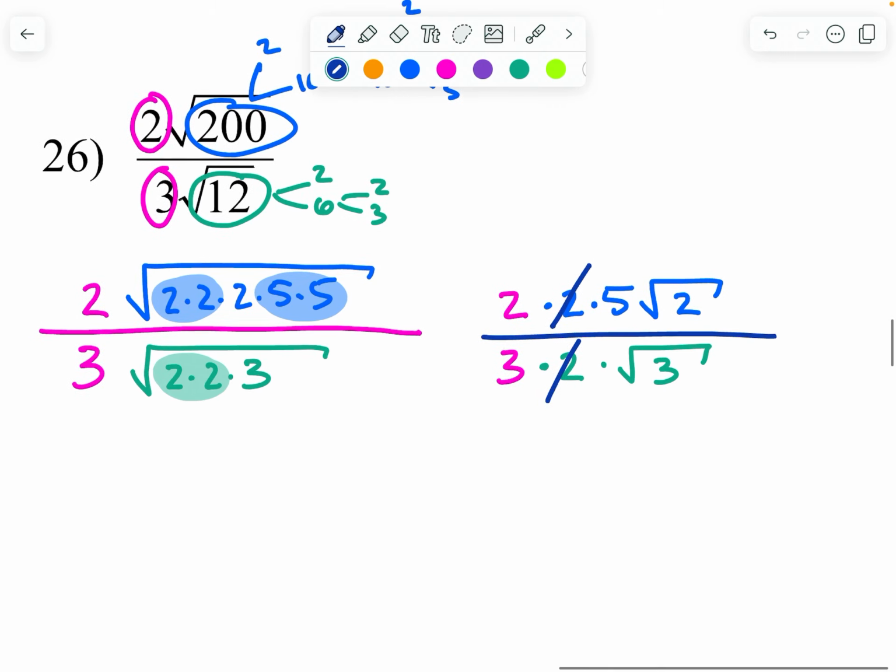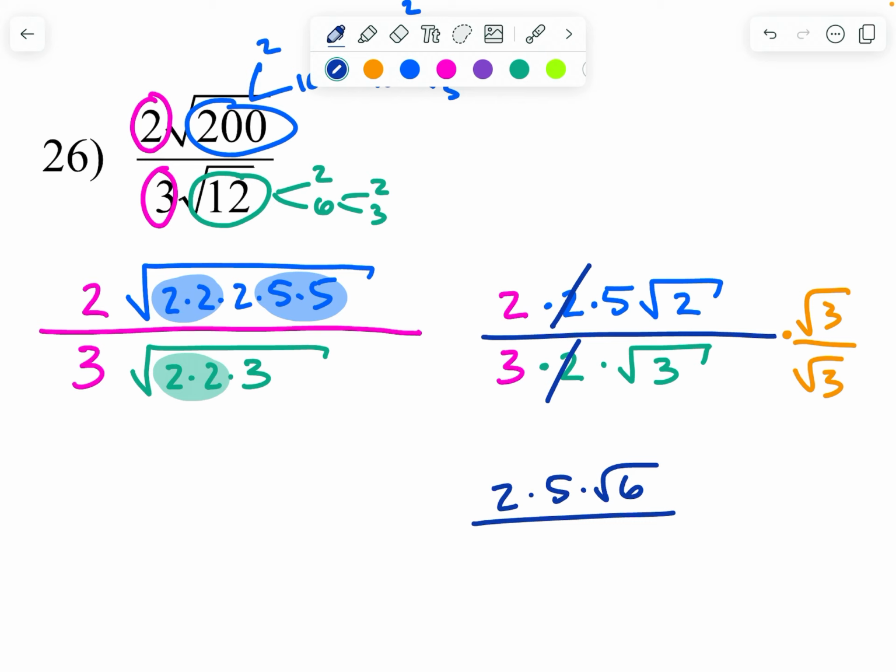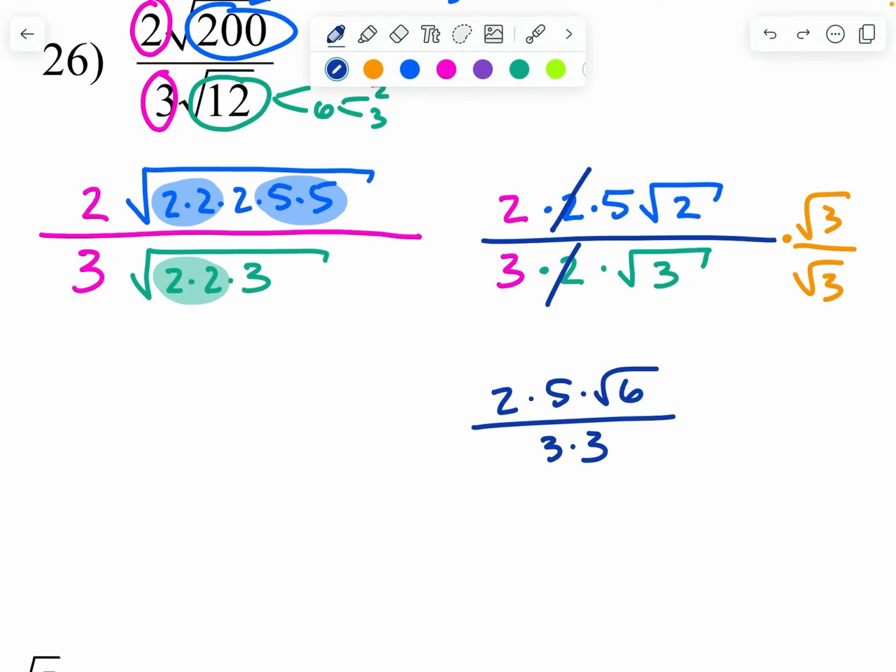And now I still have to rationalize. So now I multiply top and bottom by root 3. All right, let's see. That's going to give me on the top a 2, a 5, a root 6. On the bottom, that's going to give me 3 times 3. Again, I'm going to check, does anything simplify on the outside here? It does not. So finally, I've got my answer, 10 root 6 over 9.